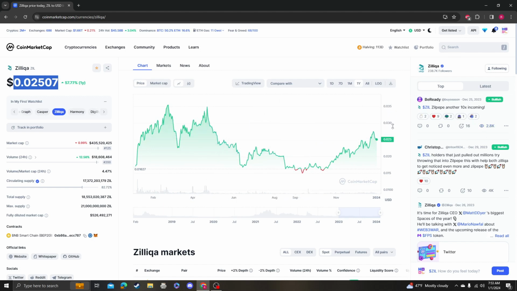Yeah, so I hope this coin goes up for everybody who's holding Zilliqa. So you have my prayers on that. I hope it makes you guys a lot of money.